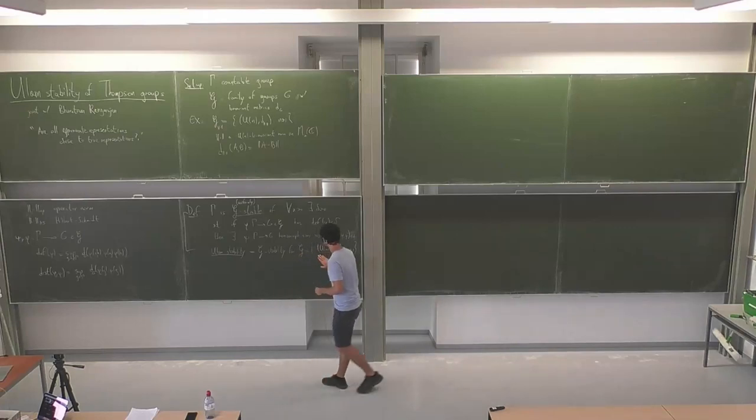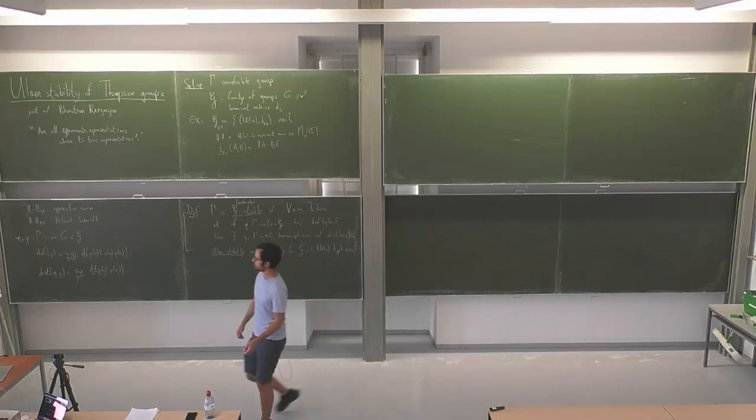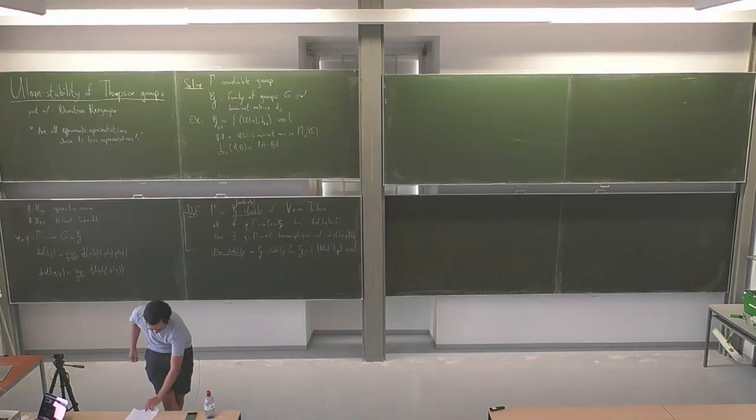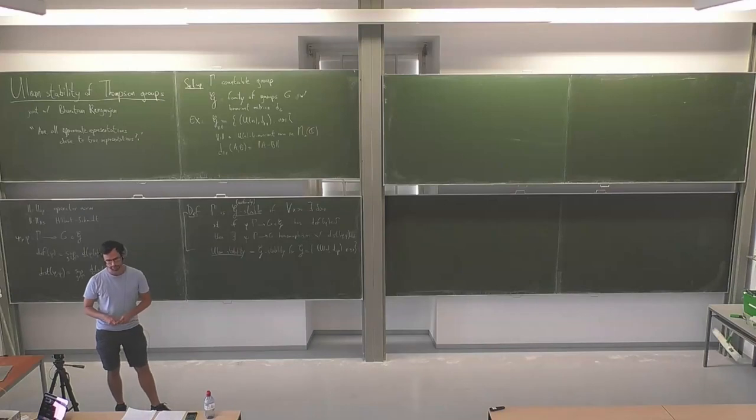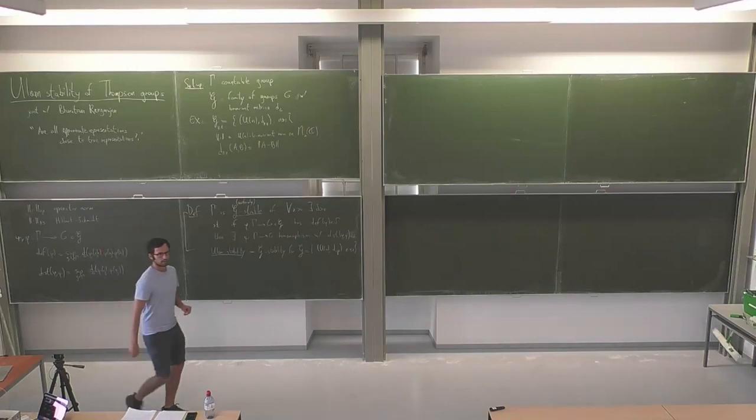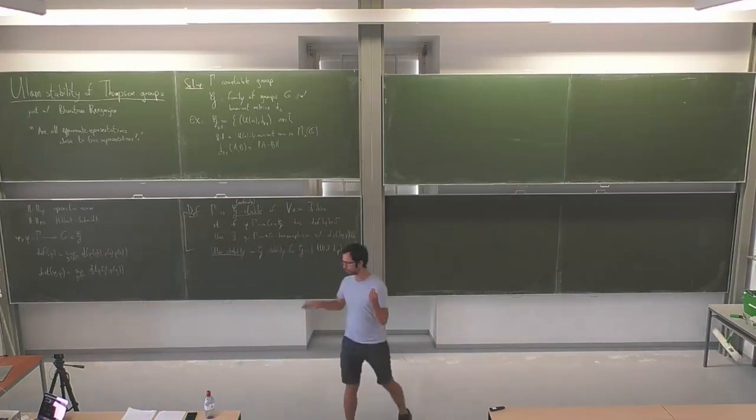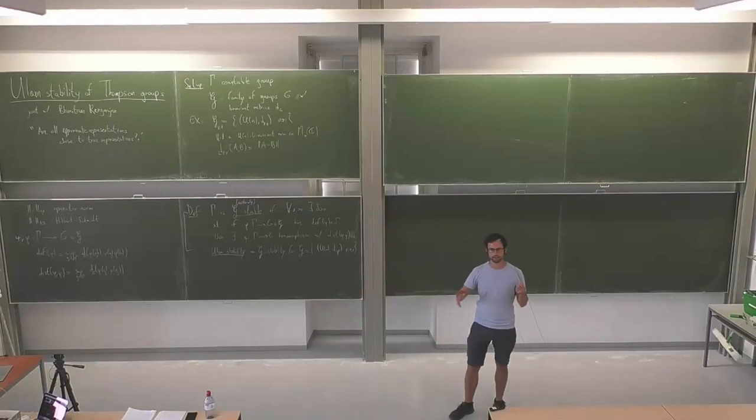We want to stress that it's not only the groups that are important for this notion, but also the norms, the way in which you measure the distances. These really matter, and they can lead to different results. But from now on, I'm going to focus on Ulam stability.